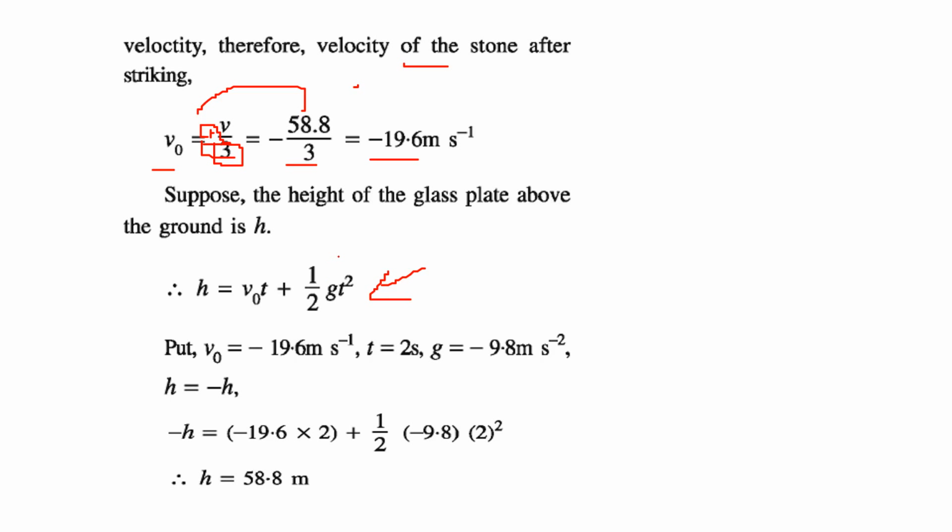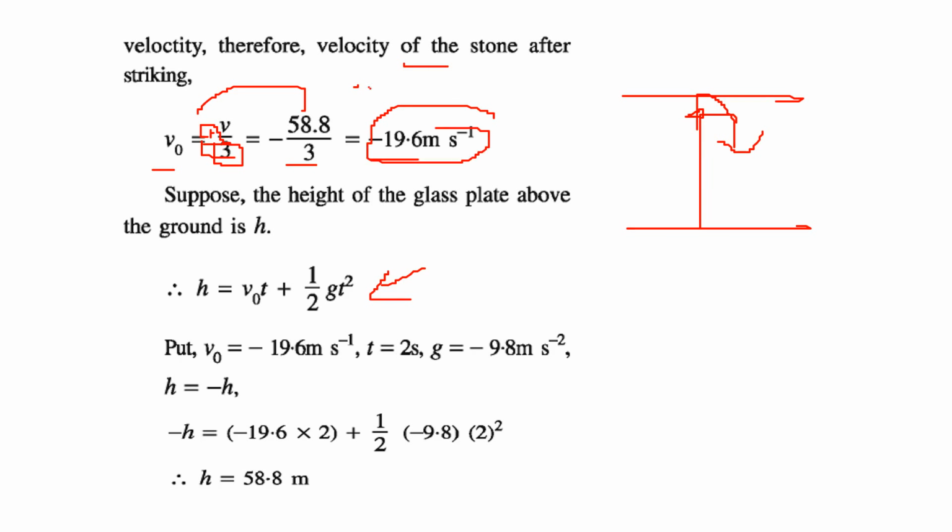The height of the glass plate above the ground, that means it is being thrown like this. So this is the glass plate. After this it reduces 2 by 3 and then is going to come back or wherever it goes. So h equal to v0t plus half gt square. v0 we just found out to be 1/3 of this velocity. The time is 2 seconds as given in the question.